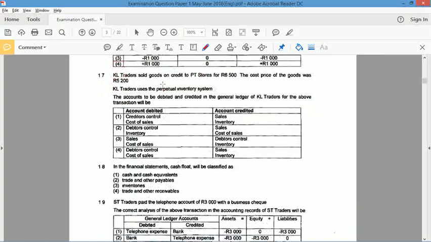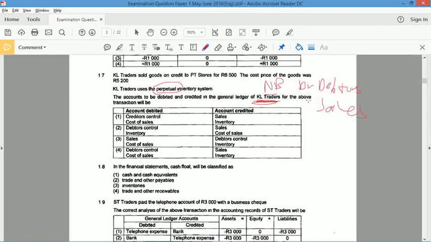1.7. KL sold goods on credit to PT. The cost price of the goods was given. KL uses the perpetual system. Which accounts will be debited and credited in the general ledger of KL for the above transaction? The perspective is focusing on KL, so KL is recording the transaction. If they're selling goods on credit, you'll have debtors and you'll have sales.